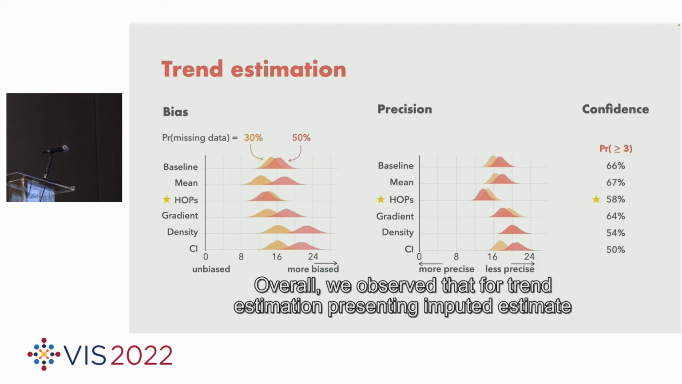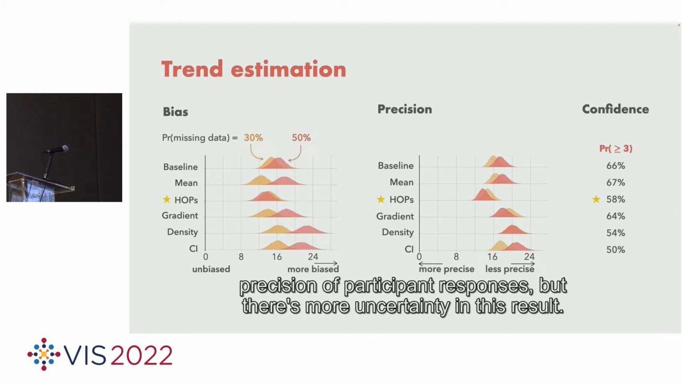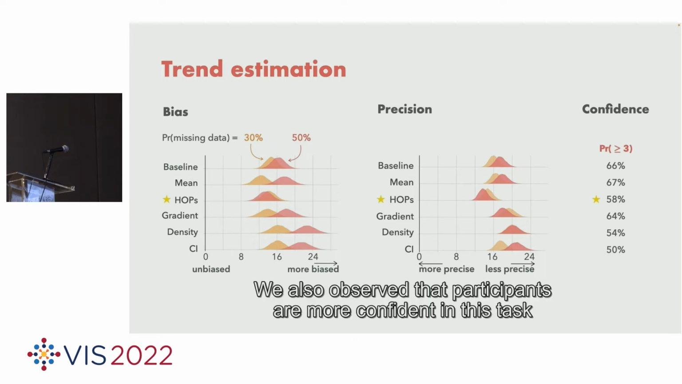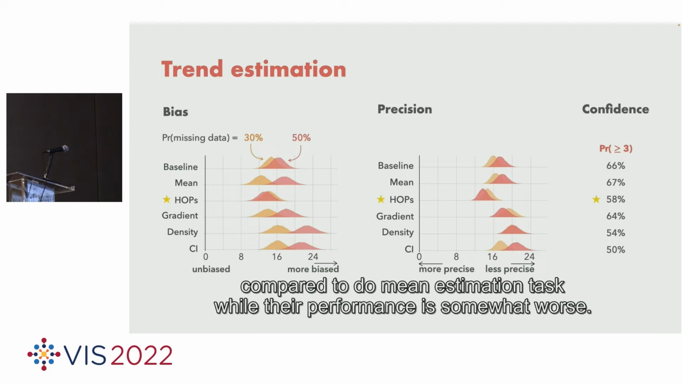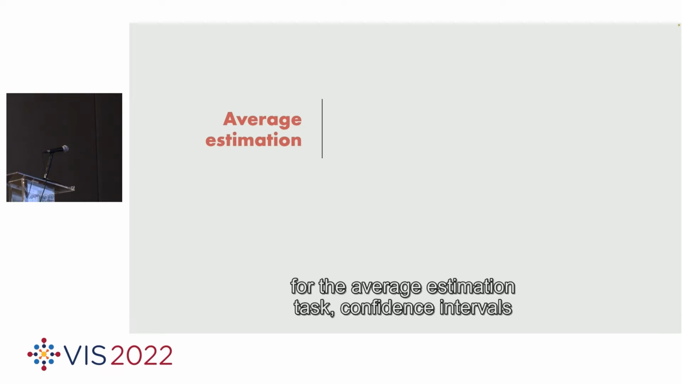Overall, we observe that for trend estimation, presenting imputed estimates using hypothetical outcome plots may somewhat reduce bias and improve precision of participants' responses, but there's more uncertainty in this result. We also observe that participants are more confident in this task compared to the mean estimation task, while their performance is somewhat worse.